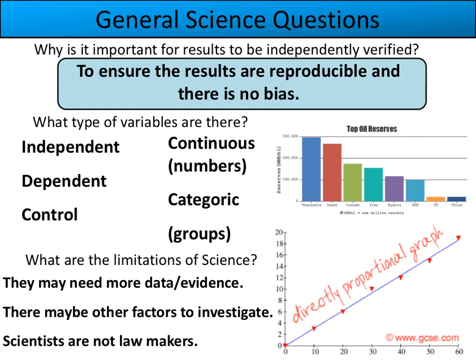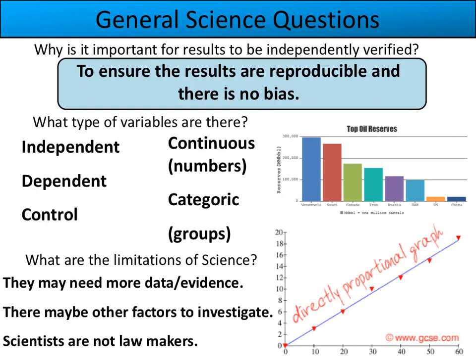You can see here that the category is the country, along this side, whereas going up the side we've got reserves, which is continuous. In the same way, we've got a directly proportional graph here, and in that one we've got two continuous variables. So if it's a line graph, you're using a line graph because it's got two continuous variables, whereas if it's a bar chart, you're using a bar chart because it's got a categoric and a continuous variable.